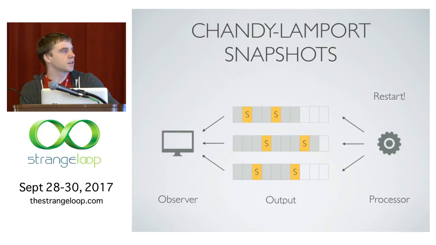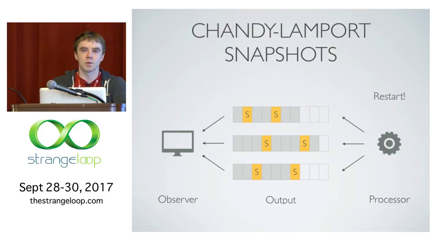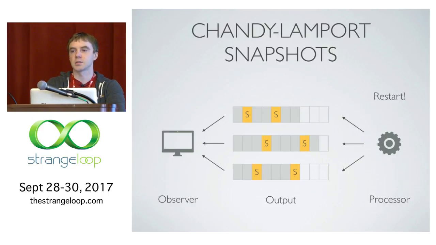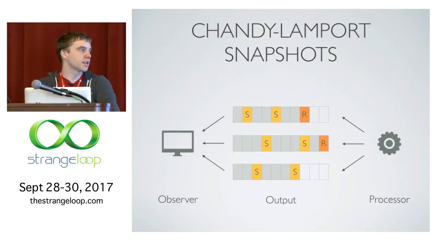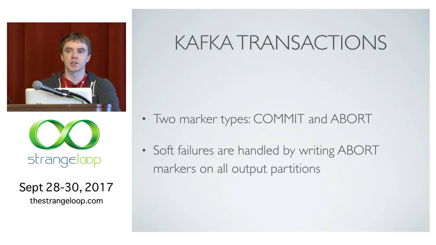So another idea, in order to solve this, when we restart, we want to send a new marker which tells the observer that we're resetting state, and you should go back to the last snapshot. So we have this reset marker instead, which we send. As soon as the observer sees it, it's going to reset to the last snapshot, and we can continue. OK, so this is really what Kafka transactions are about. Instead of a snapshot and a reset marker, we call it commit and abort. And if you encounter some kind of soft failure, you can write those abort markers.